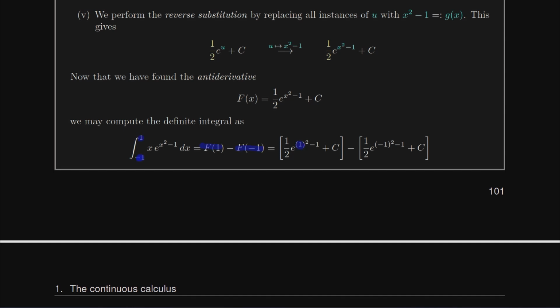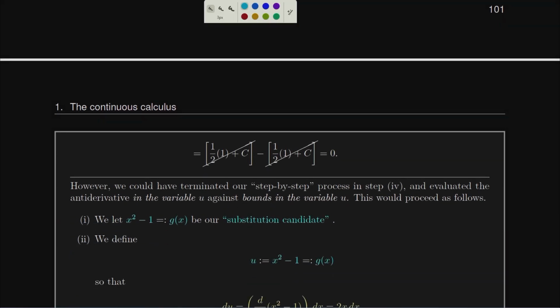If I plug a 1 in for x, I get 1/2 e to the 1 squared minus 1 plus c. And I'm going to subtract plugging a -1 in for x, which is 1/2 e to the -1 squared minus 1 plus c. If I simplify those expressions, of course the c's always cancel. This is why you're not really forced to include c's on definite integrals.